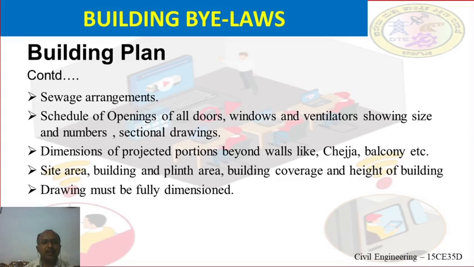And after that the DPC, that is the damp proof course, must be shown, along with the thickness of the damp proof course and the height of the door, which are also indicated in the sectional drawings.